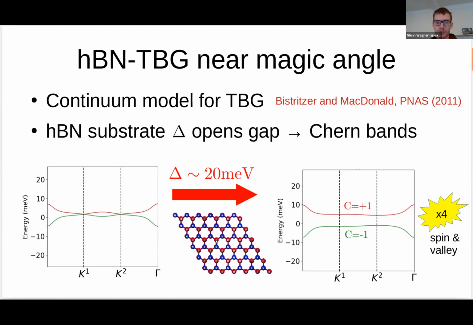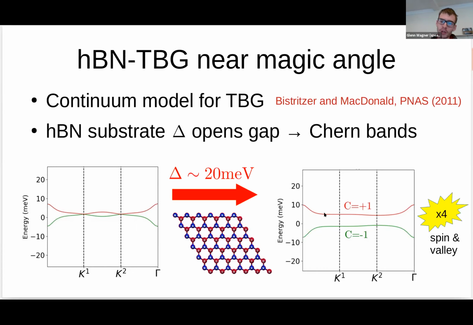And so this acts like a staggered sublattice potential. Because one of the bands is mainly localized on one sublattice and the other band mainly localized on the other sublattice, when you apply the staggered sublattice potential, it opens up a gap. One band gets pushed up in energy, the other band gets pushed down in energy. And these bands have opposite Chern number.